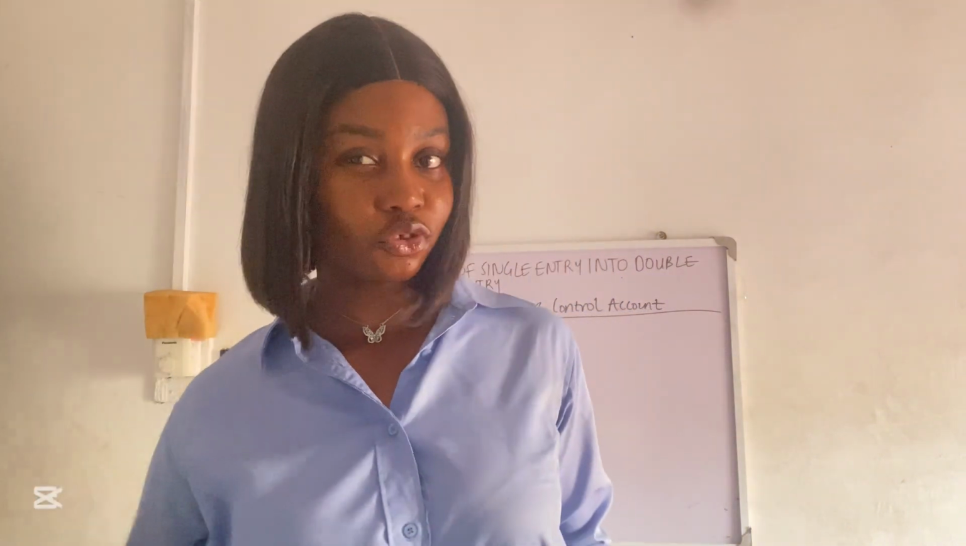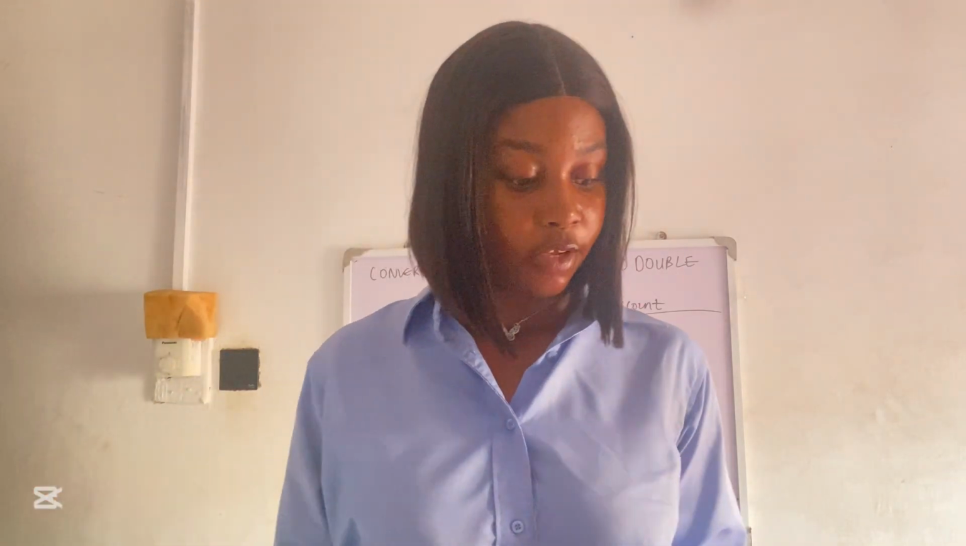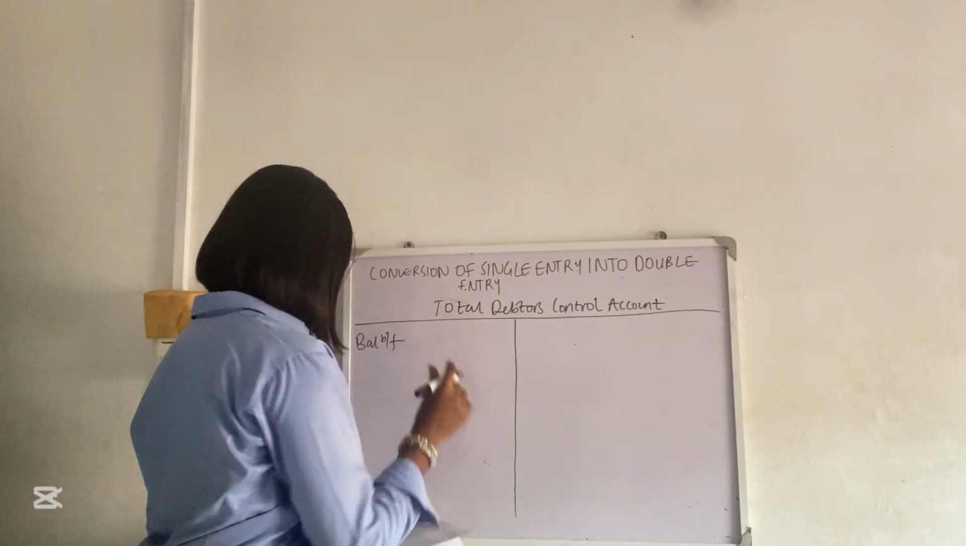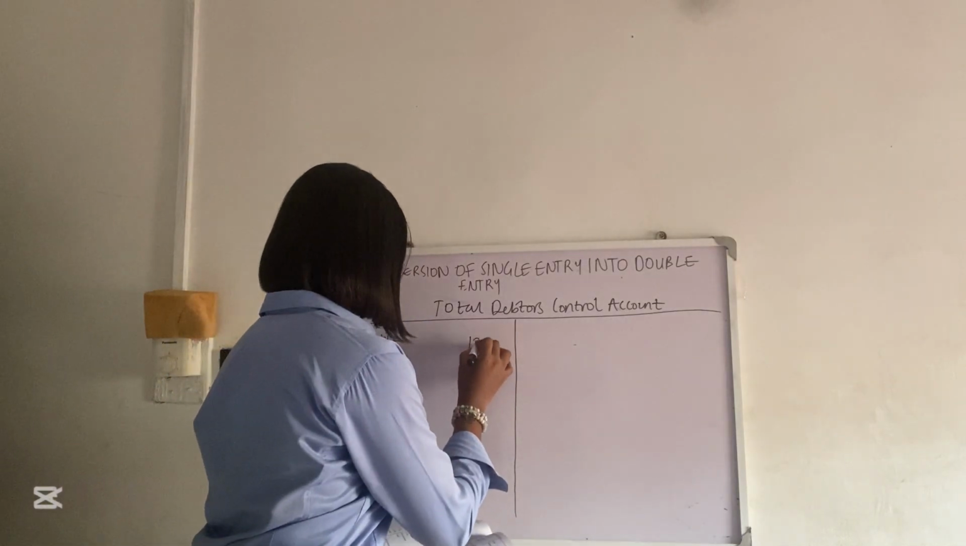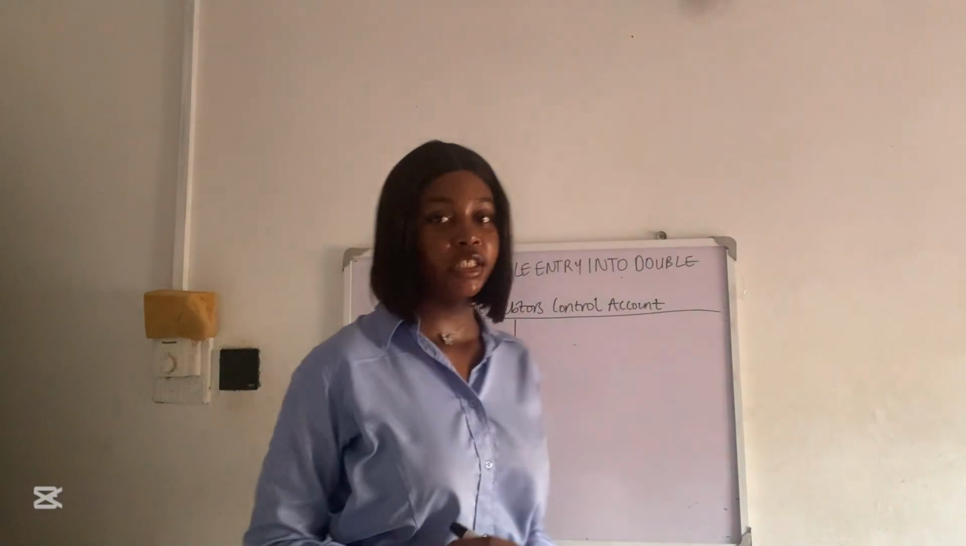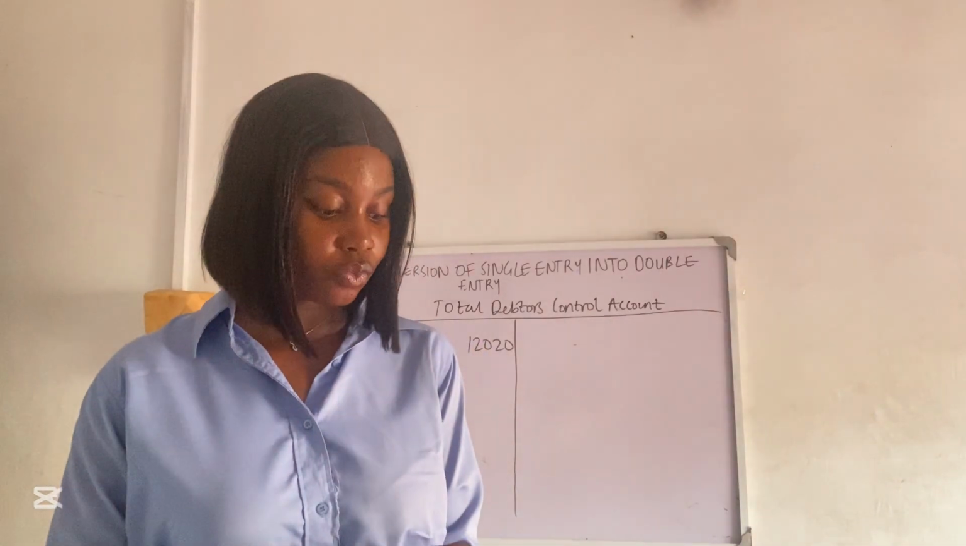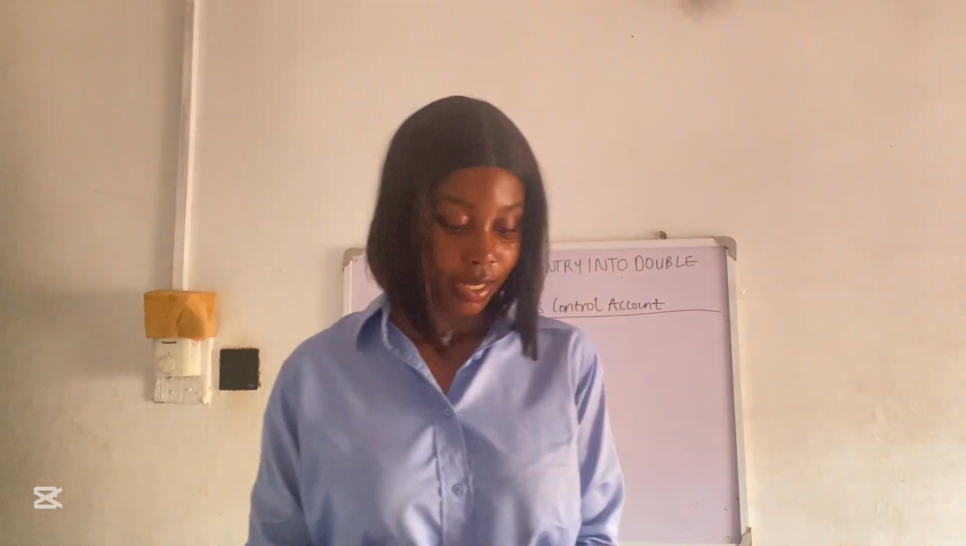That first one is the balance brought forward, the beginning. It's just telling you the people that were owing you at the beginning. Do you get? That's the meaning of that balance brought forward. These debtors were owing at the beginning. Those years are just to tell you the beginning and the ending period. So 12,020.